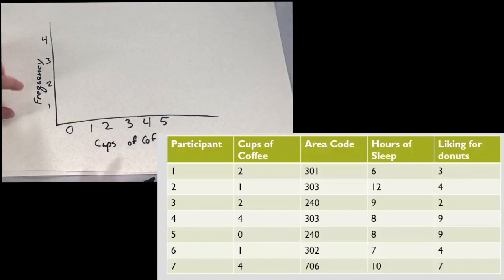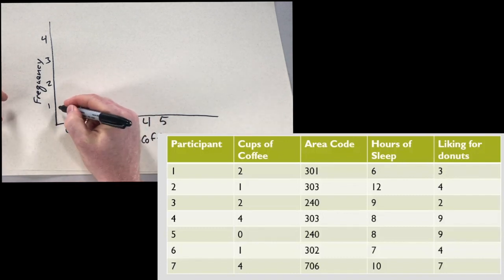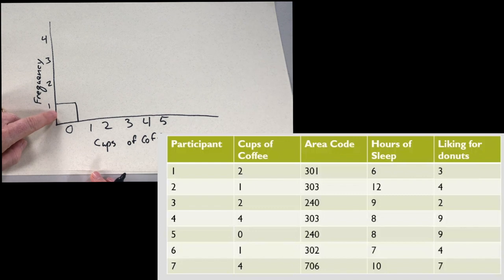Now when we look at our data, we need to see what is the frequency of 0. How many zeros do we have on there? The answer is 1. Participant number 5 drank 0 cups of coffee. So the frequency of 0 is 1, and we make a little bar right there. The reason why the frequency of 0 is 1 is because one person did it.